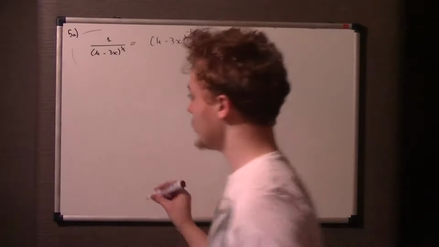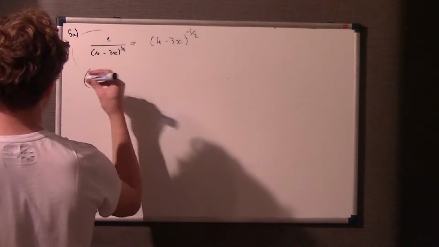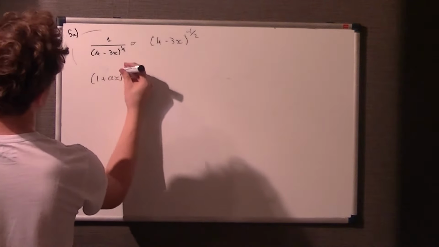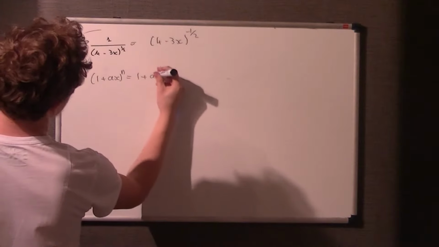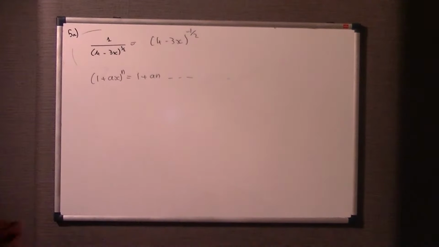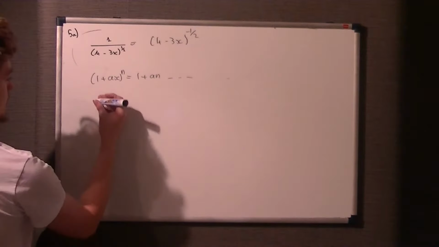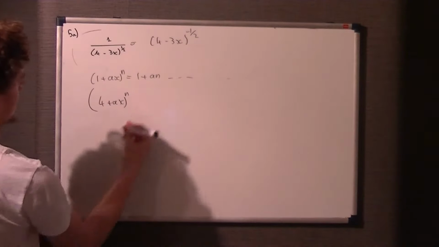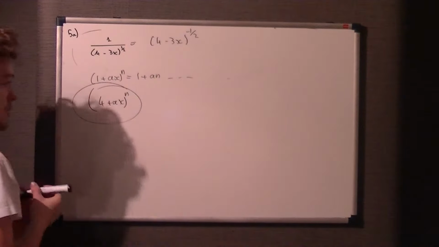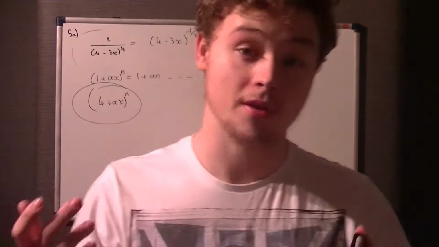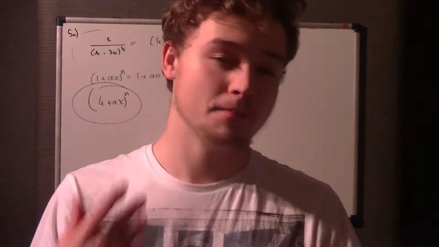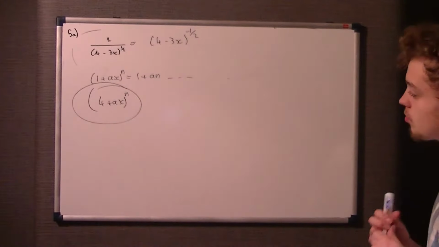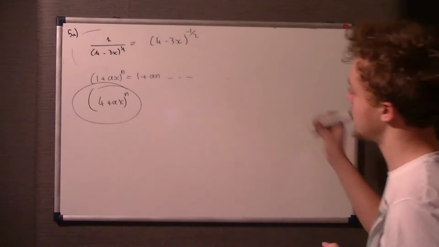However, the rule that you're supposed to use in A2 is 1 plus ax all to the power n is equal to 1 plus an, etc. Now, this is not in the form 1 plus ax to the power n, this is in the form 4 take ax, but the principle stands. We have to use this method because it's the power of -1/2. It's not a positive integer, in other words, not a positive whole number. So we have to be able to convert it somehow, okay?